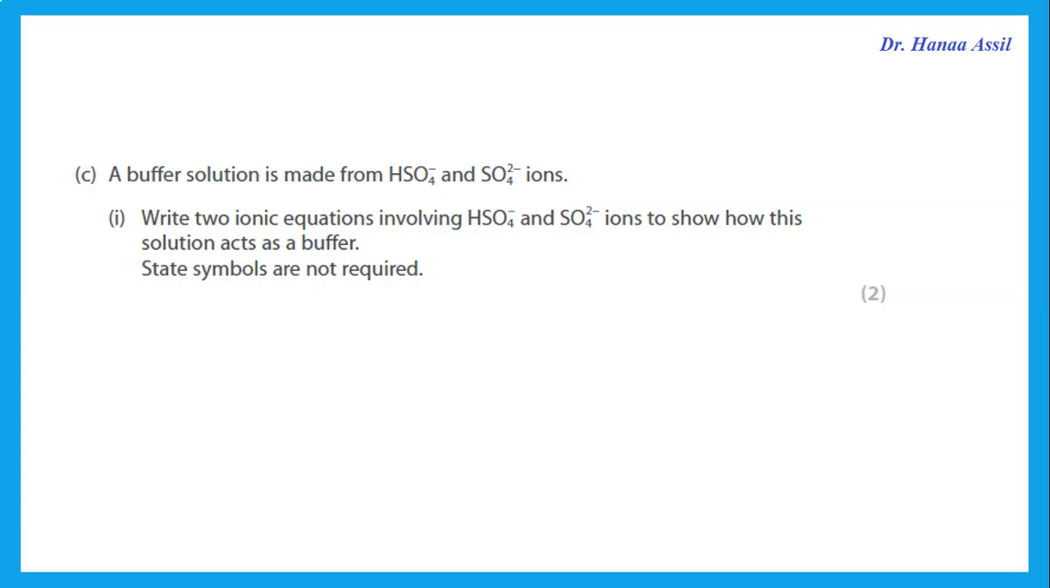A buffer solution is made from HSO4 minus and sulfate ions. Write 2 ionic equations involving HSO4 minus and sulfate ions to show how this solution acts as a buffer. Remember, this is what we have. I have HSO4 minus, it breaks up to form H plus and sulfate ions. Now, if we add a little bit of acid or a little bit of base, it shouldn't affect the overall pH a lot. That's how we determine that it is a buffer.